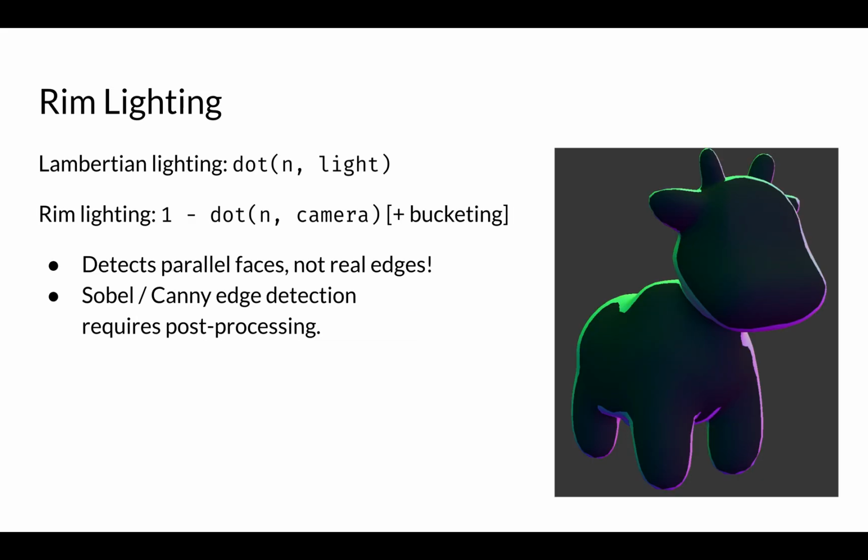For rim lighting, the idea is that we want to outline our images. An alternative might be to use Sobel or Canny edge detection. However, this requires two passes. Instead, we notice that the faces we want to outline are nearly parallel to camera rays, so we introduce a 1 minus cosine theta term to highlight the edges and bucket after.